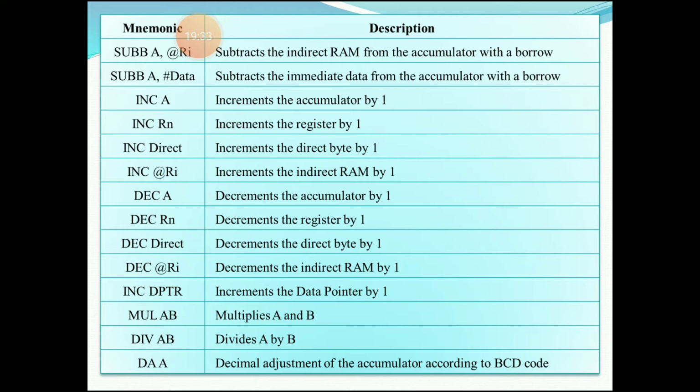Next, multiplication and division instructions use only two registers, A and B. So the A and B registers are the default registers to perform multiplication and division operations. During a multiplication operation, both the multiplier and multiplicand must be stored in the A and B registers. After the operation, the product, that is the 16-bit product, will be stored in the same registers A and B.